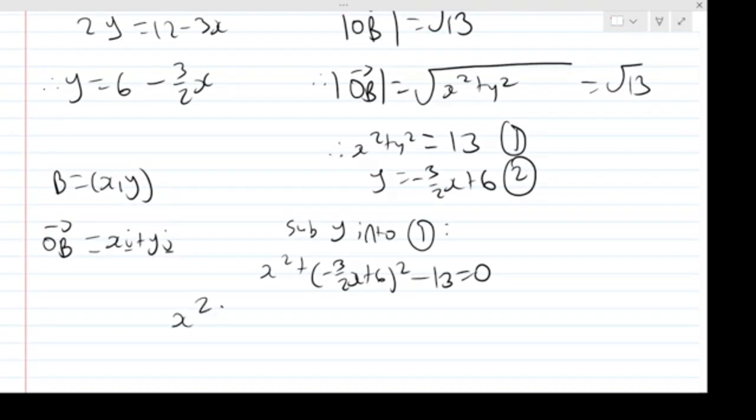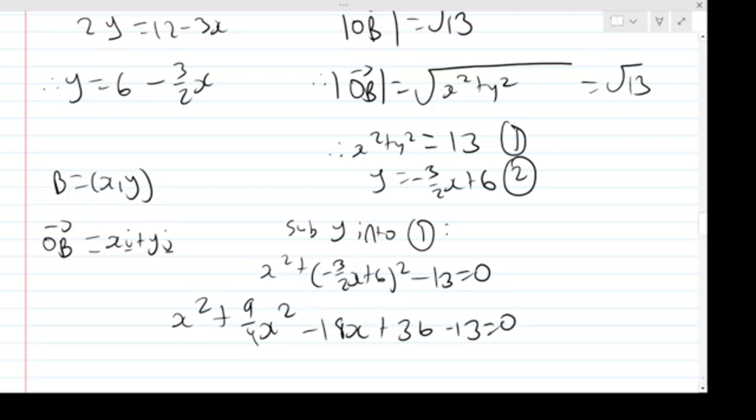So I'm going to get x squared. Then if I expand this bracket, minus 3 halves x times another minus 3 halves x is going to get me plus 9 over 4 x squared. Then minus 3 over 2 x times 6 is going to be minus 9x, and another minus 9x will be minus 18x, plus 36 minus 13 equals 0. So all I did there was expand the bracket.